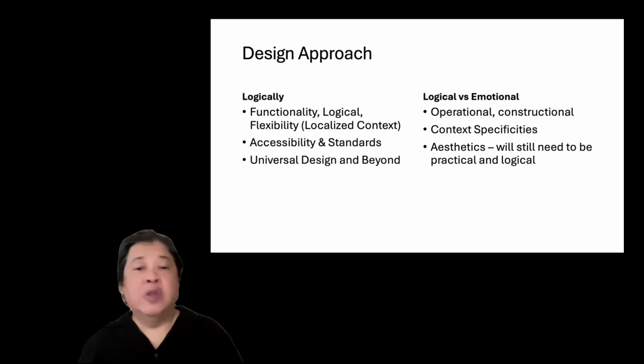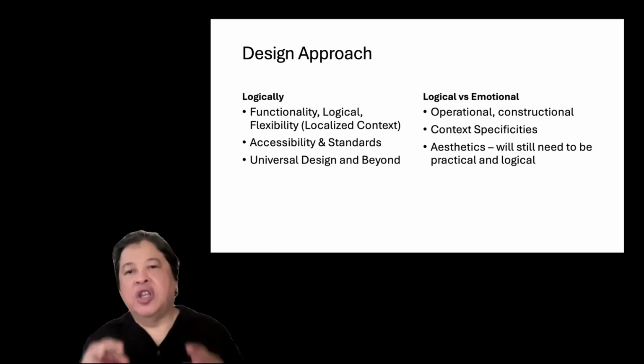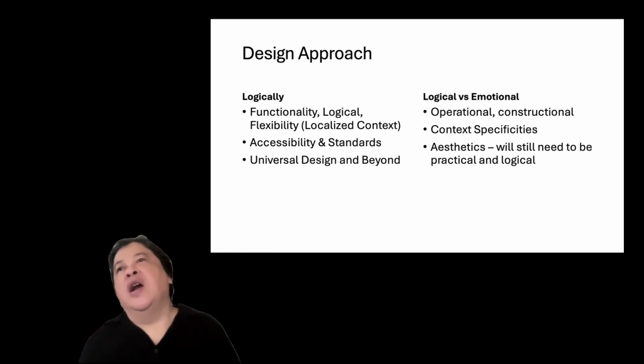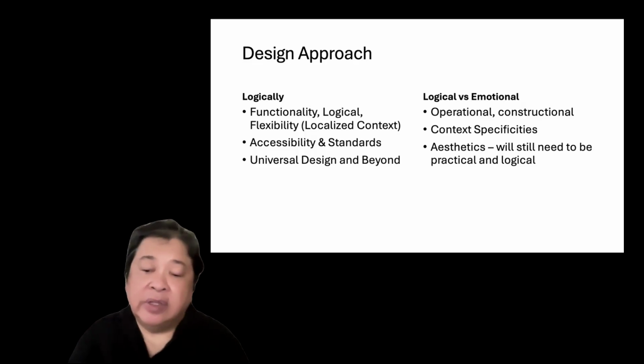And then when we talk about the local context specificities, we're thinking about how it operates and the construction, but we also look at the site. It could be a different site, even in the same area or neighborhood, which has different dimensions that you could only have replicated based on your prototype of design. So the aesthetics of this bus stop design, for example, will need to be practical and logical.